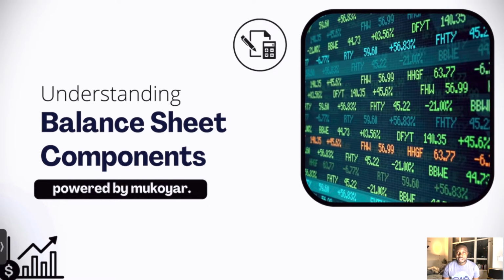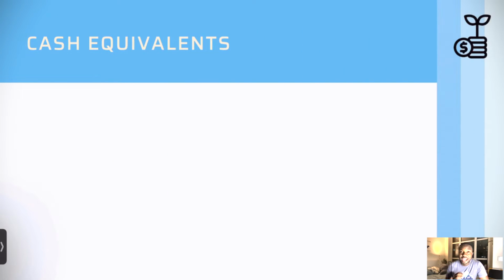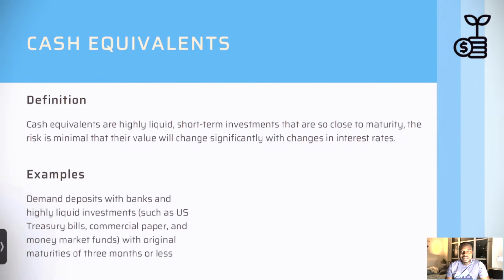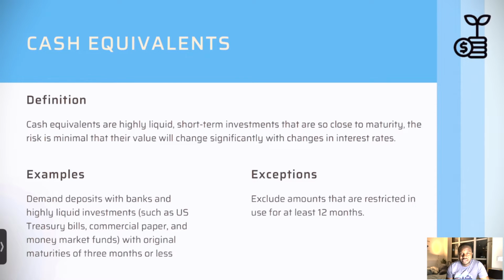The first item is cash equivalent. These are highly liquid short-term investments that are very close to maturity, so that there is minimal risk that their value will change with changes in interest rates. Some examples of cash equivalents are demand deposits with banks, highly liquid investments such as US Treasury bills, commercial papers, and money market funds with original maturity of 3 months or less. However, these exclude amounts that are restricted in use for at least 12 months.